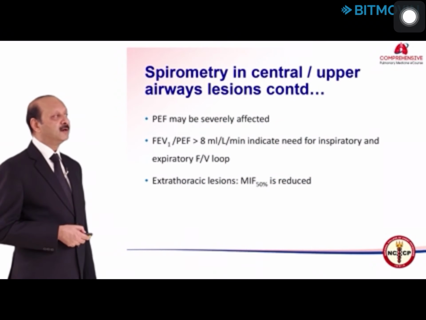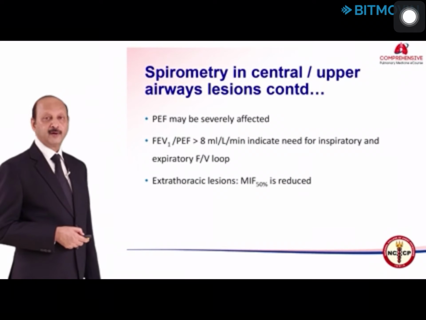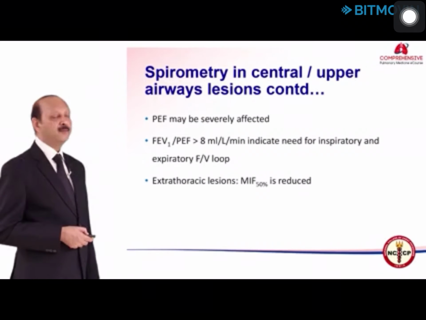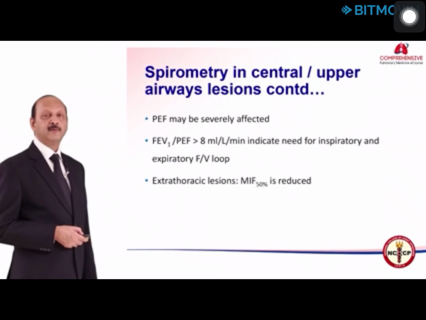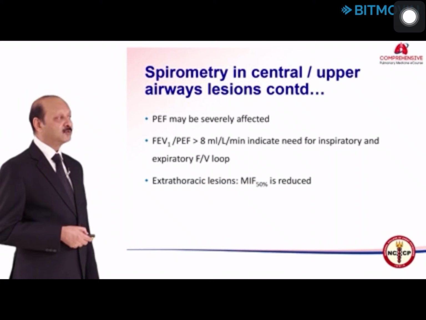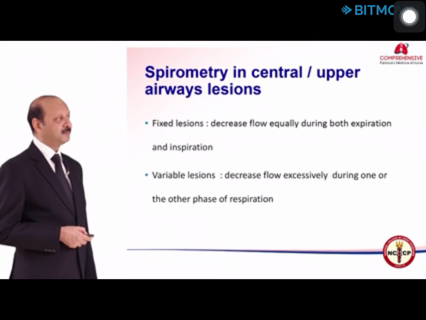Now what happens in central or upper airway obstructions? The peak expiratory flow rate may be severely affected. If you take the ratio of FEV1 by peak expiratory flow and you find it is more than 8 ml per liter per minute, that means we must look at the inspiratory and expiratory loops to rule out any central airway obstruction. In extrathoracic lesions, the maximum expiratory flow at 50% is reduced.